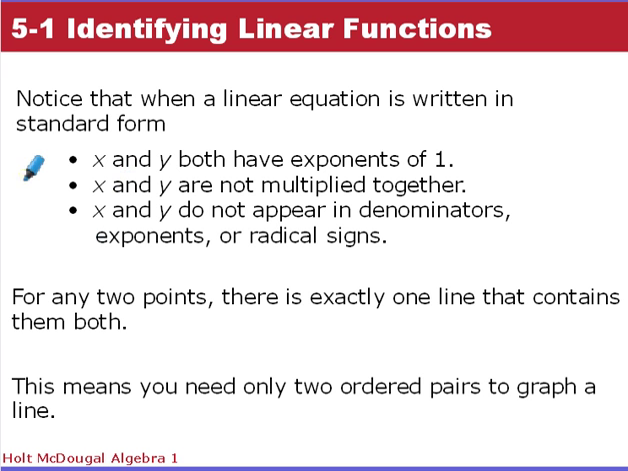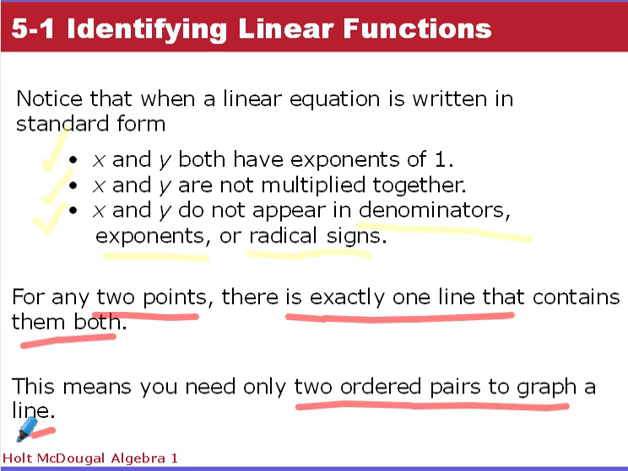So to summarize what we had here, x and y both had exponents of 1, x and y are not multiplied together, and x and y do not appear in the denominator as exponents or radical signs. And this is very important here. Keep in mind for any 2 points, there's exactly one line that contains both of them, which means you only need 2 ordered pairs to graph a line. So it just takes 2 points to define a line.